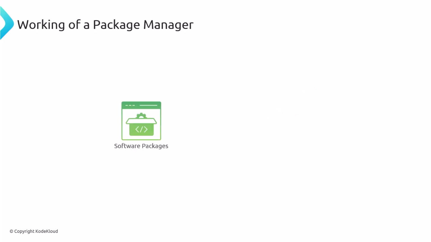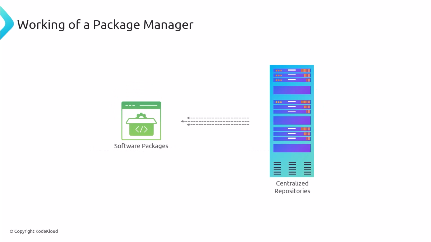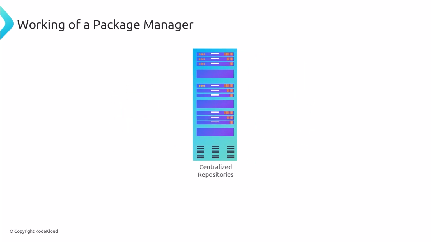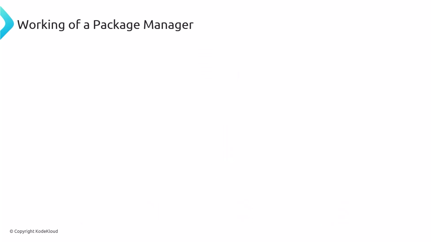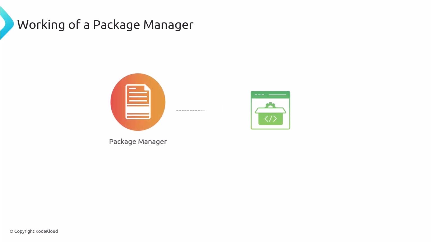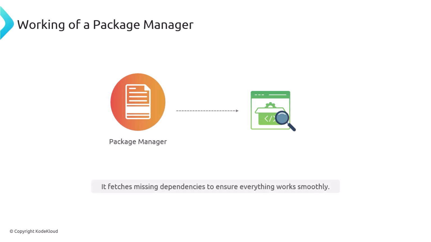It starts by pulling software packages and their details from centralized repositories. These repositories are often maintained by the operating system's creators, third-party developers, and open source communities, like Nginx Open Source Core, for example. When you choose to install a package, the package manager automatically checks for any other software, known as dependencies. If any dependencies are missing, it grabs those too, ensuring that everything works smoothly together.